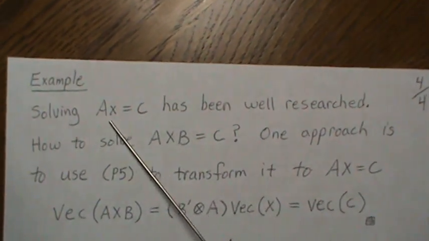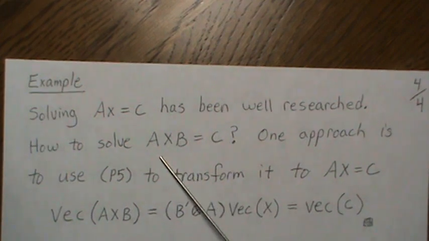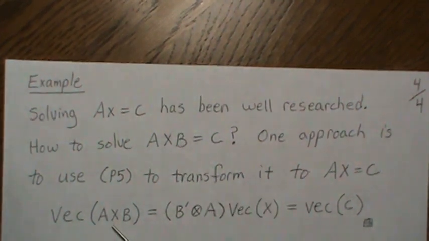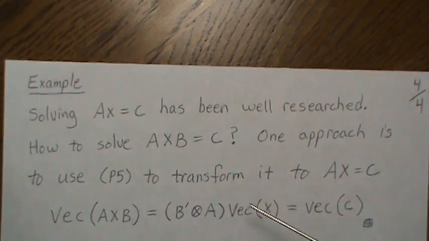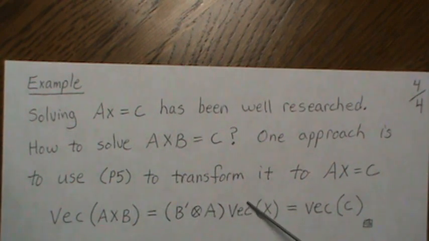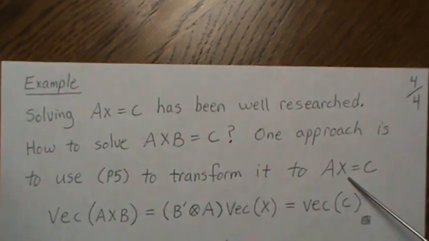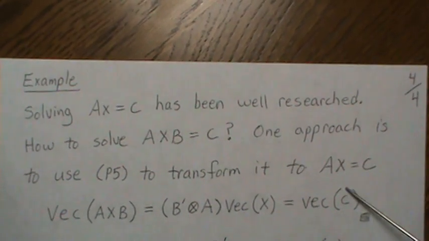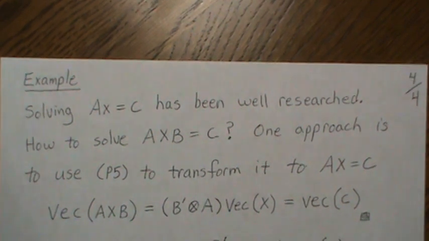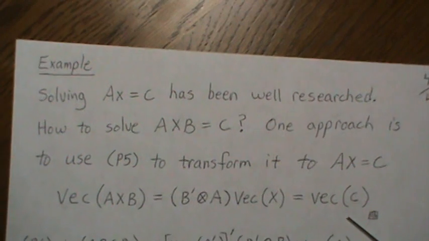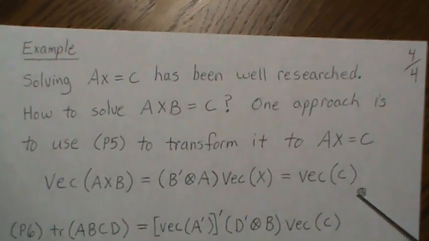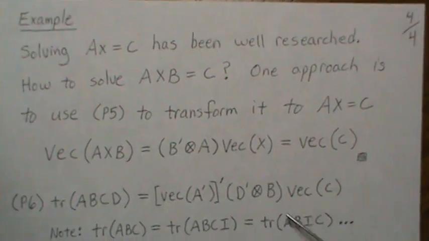So what we do is we take the vec operator of both sides. Let's look at this. The vec operator of this by property 5 is this. So we have a matrix times a vector equal to a vector. That's exactly this situation, and we know how to solve for x in this situation. So that's one approach to solve this crazy system of equations using something that's been well researched. Anyway, I just find that so fascinating. So let me get off the soapbox.